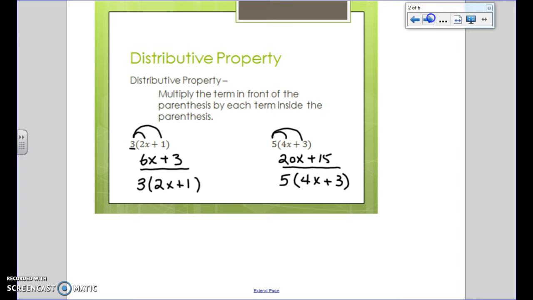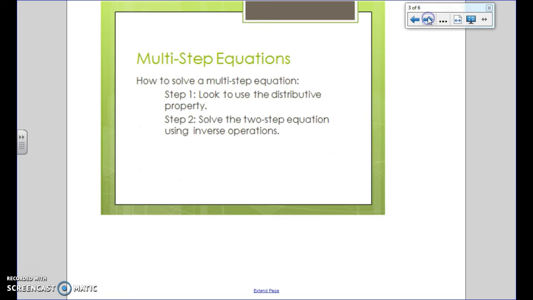Someday factoring will actually be more important than distributing. But that'll be for another day. Today, though, we do have two-step equations with the distributive property added on. We're just going to call them multi-step equations. And what we're going to look to do is to distribute where you can distribute, and then you're going to solve a two-step equation using inverse operations, just like what we've been doing the last 2 days. All right, so we're just adding on the distributive property before we begin our two-step process.